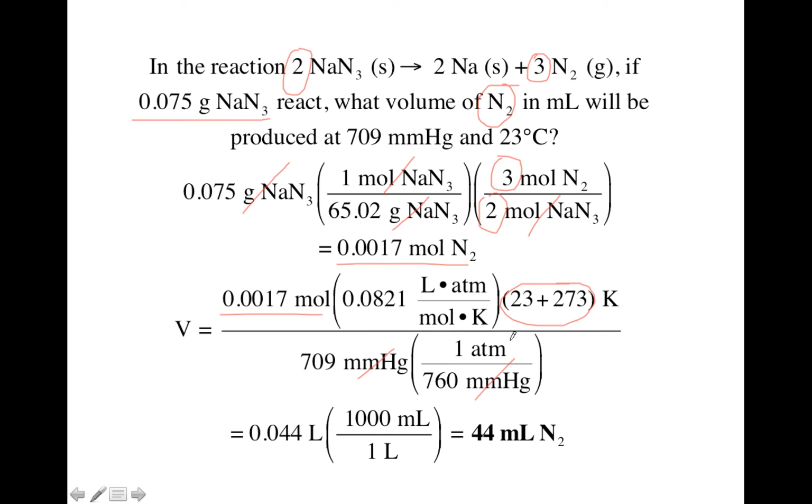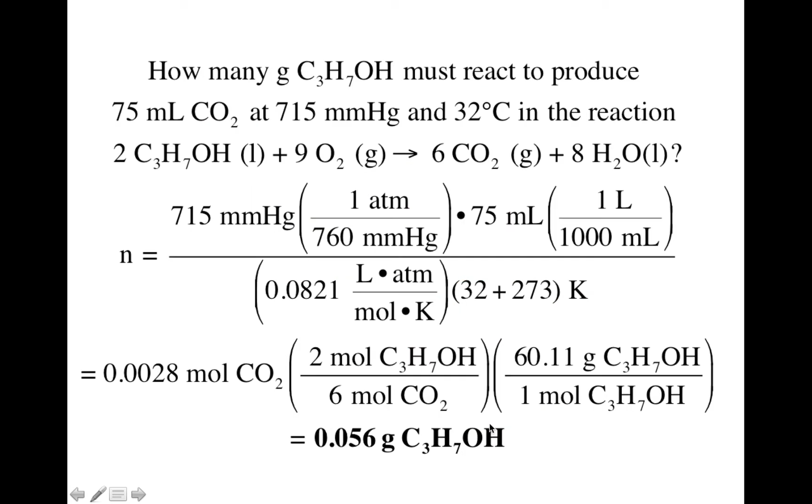760 to get atm. At this point, the moles will cancel, the atm will cancel, the kelvins will cancel, and that will leave you with liters. But they did ask for milliliters as your final answer, so you would end by multiplying by 1,000, and that would give you the volume of N2 produced.